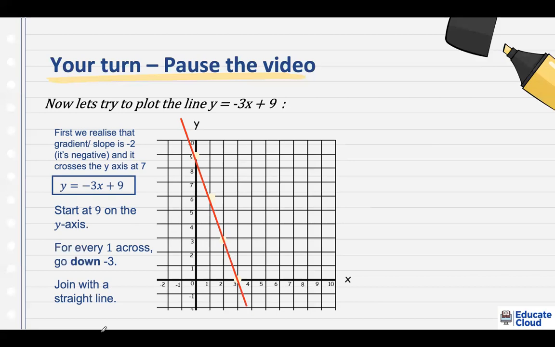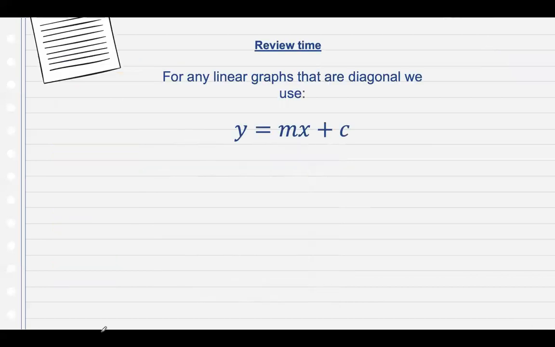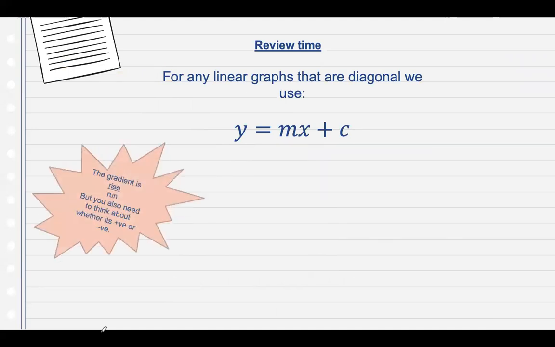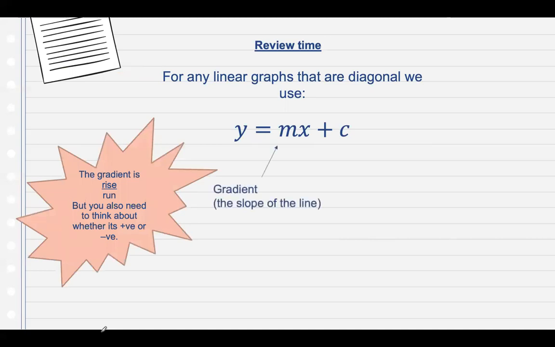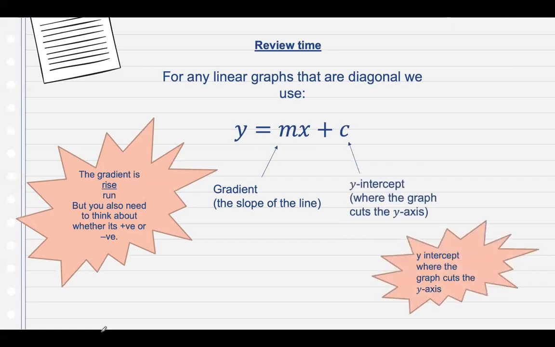And just in case you've already forgotten, y = mx + c is used for lines that are diagonal, where m is the gradient, the slope of the line, and the gradient is found by doing rise divided by run. If it's positive, it will be like a staircase. If it's negative, it will be like a slide. And c is the y-intercept, which just means it's where the graph cuts the y-axis. Okay, so I hope that made sense, and that is the end of this video.